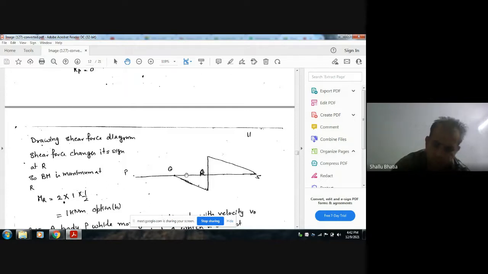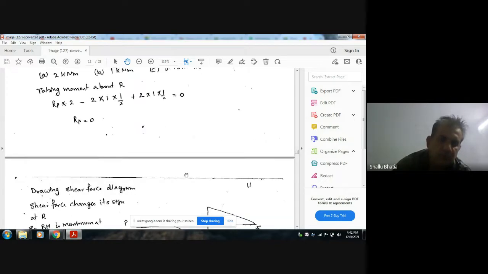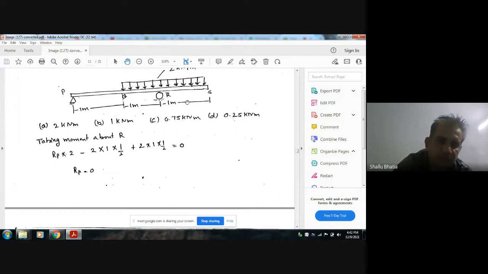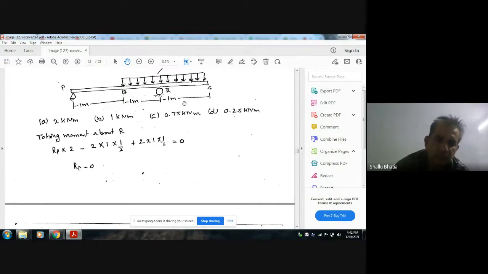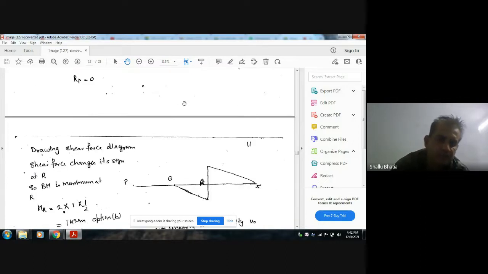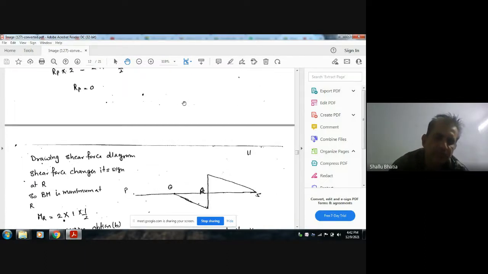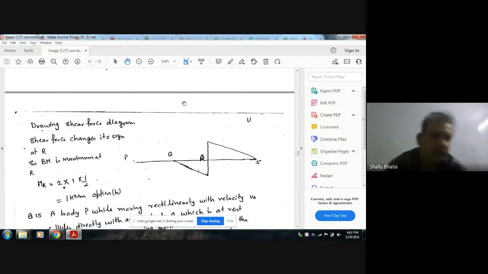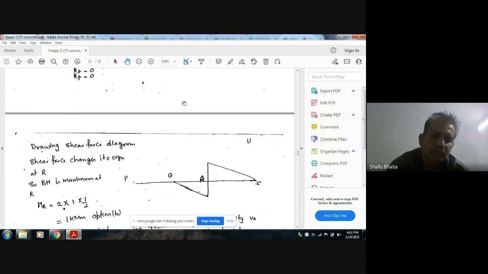So we can find it by using either of the UDL, 2 into 1 by 2. Here 2 into 1 is the total load and 1 by 2 is the center of action. So it will be 1 kN-m. The answer is D.